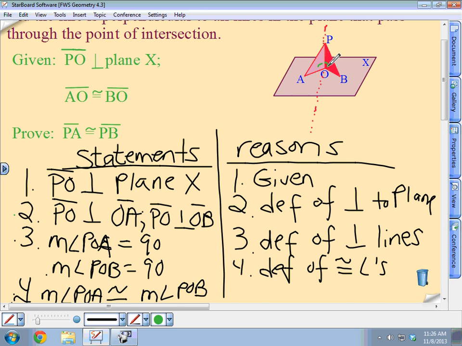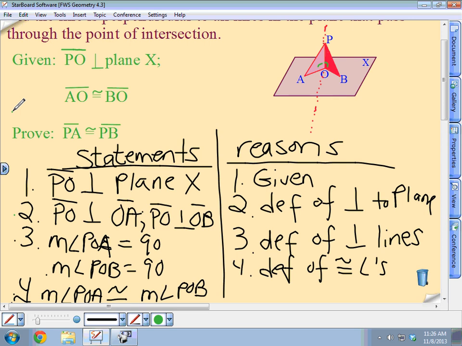That's not a straight line. Is that the bisector? None of those. There are no midpoints here, because a midpoint has to be on a line. There's no midpoints anywhere. Okay?